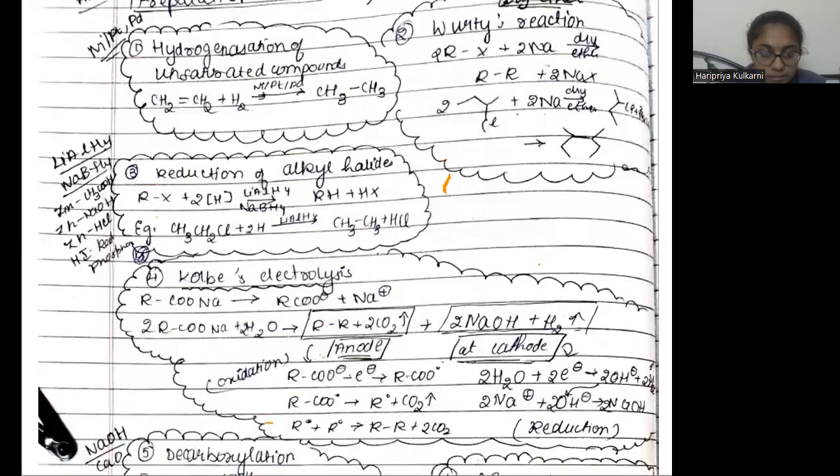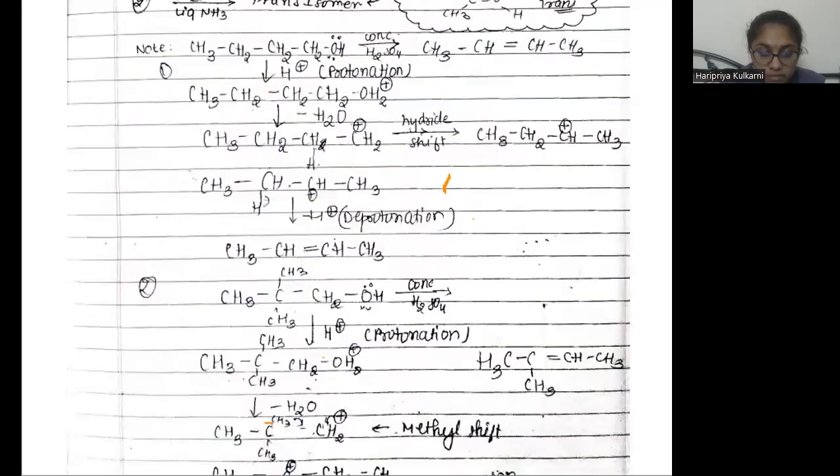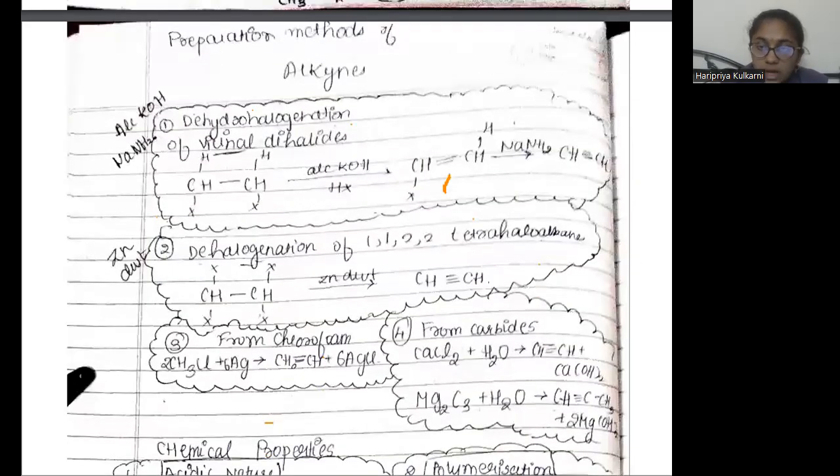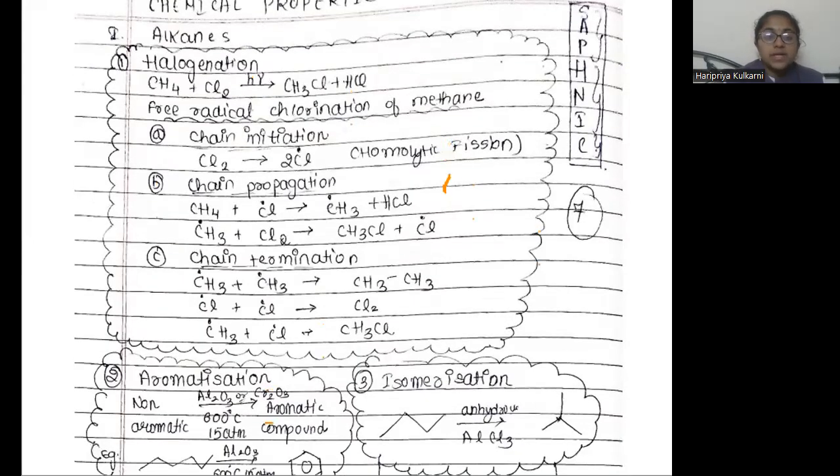So till now we saw the preparation methods of alkanes, then the preparation methods of alkenes, and then the preparation methods of alkynes as well. Now going to the next topic, that is chemical properties. The first one is alkanes. In alkanes, the first chemical property is halogenation, as we discussed in the last video itself, right?